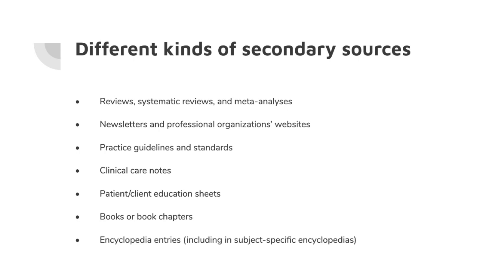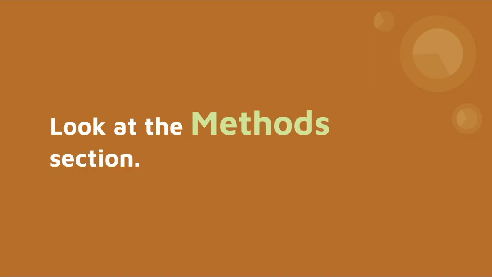Newsletters and professional organizations' websites, practice guidelines and standards, clinical care notes, patient or client education sheets, books or book chapters, and encyclopedia entries, including in subject-specific encyclopedias. Again, some of these, like the systematic reviews, are usually peer-reviewed articles, whereas other sources, like patient education sheets, are not.